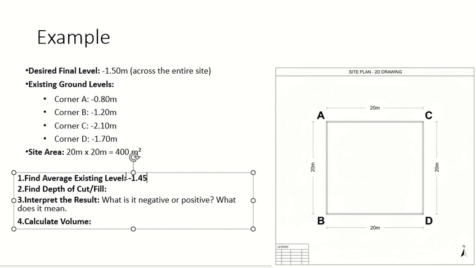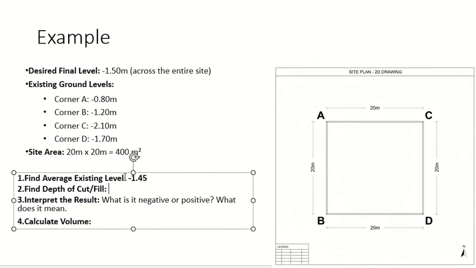No, it's bigger than minus 1.5. See, you have minus 1.45, right? And you want minus 1.5. So minus 1.45 is higher, minus 1.5 is lower. Got my point? Clear? Okay, so we will do the cutting here.